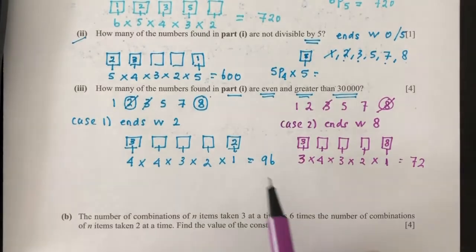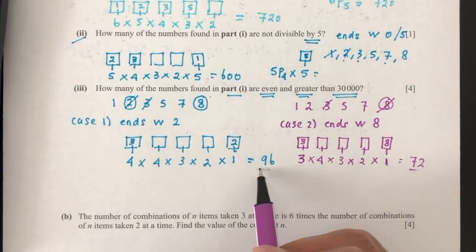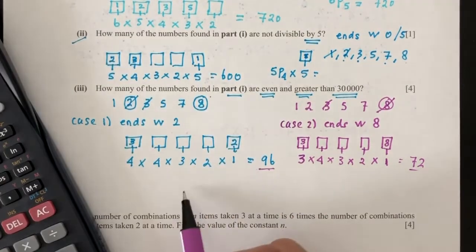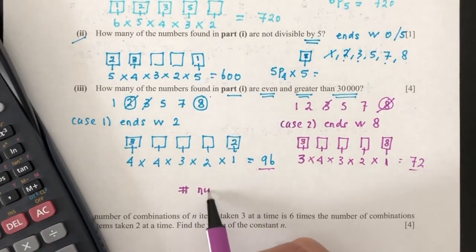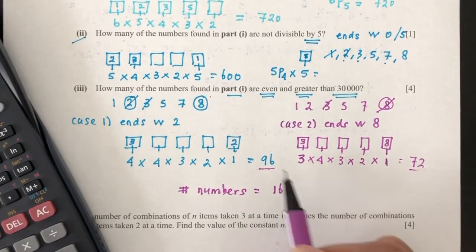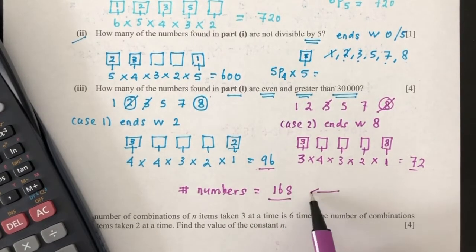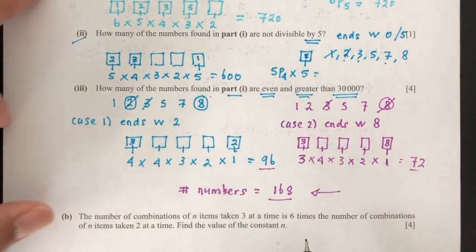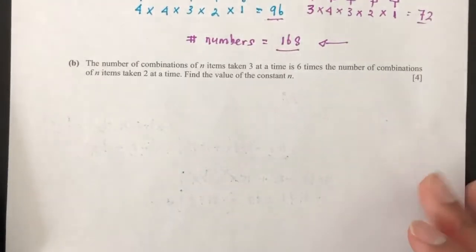So now the answer will be the sum of these two. 96 plus 72. That will be 168. So the number of numbers that satisfy these two conditions is 168. That will be part A. Now let's move on to part B.